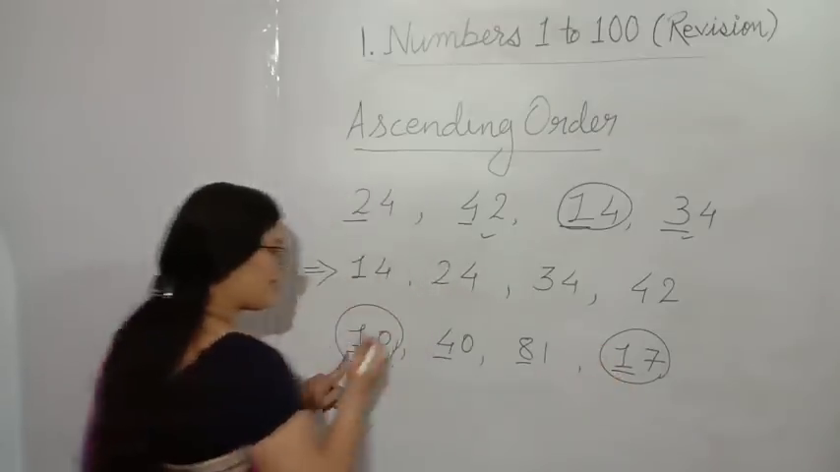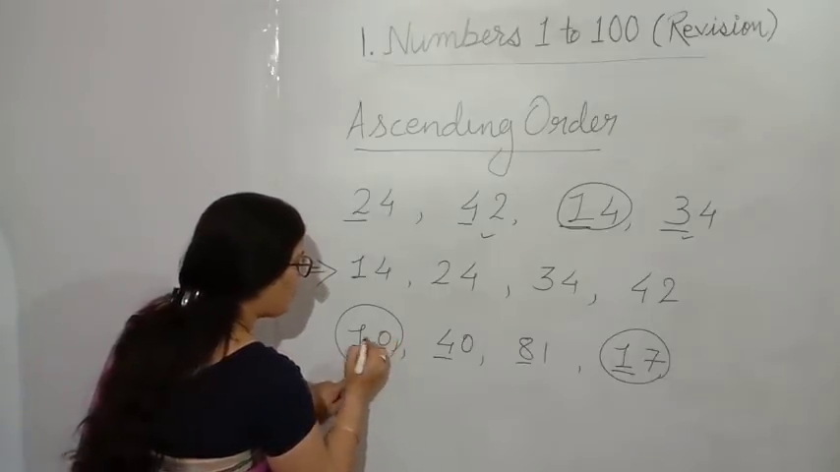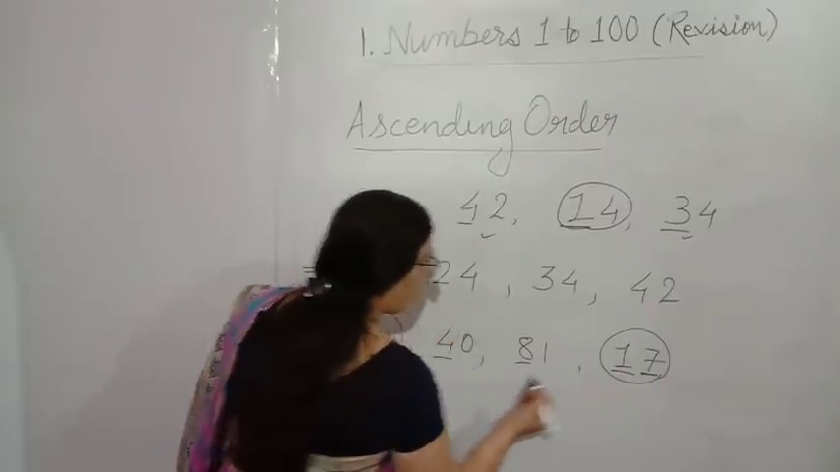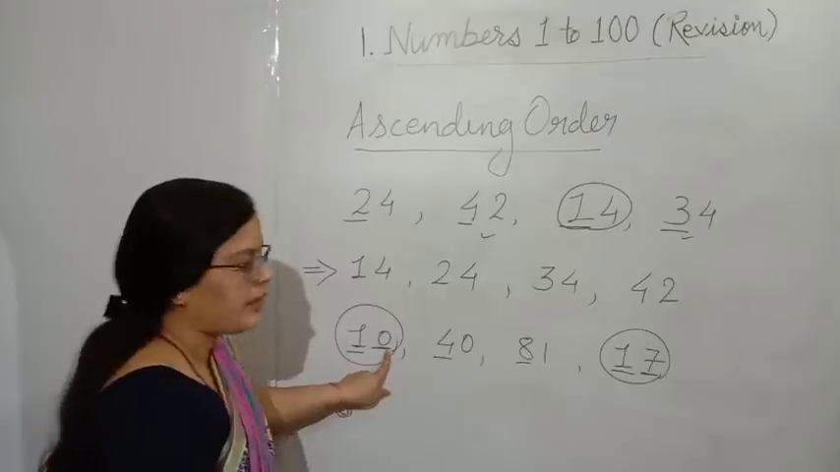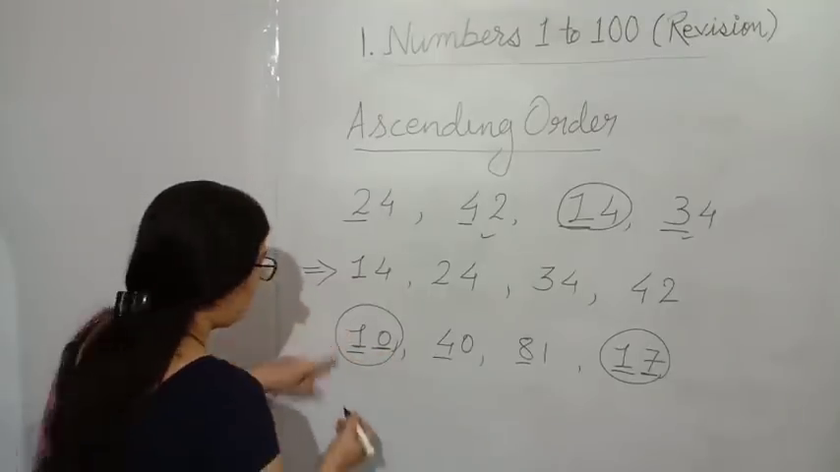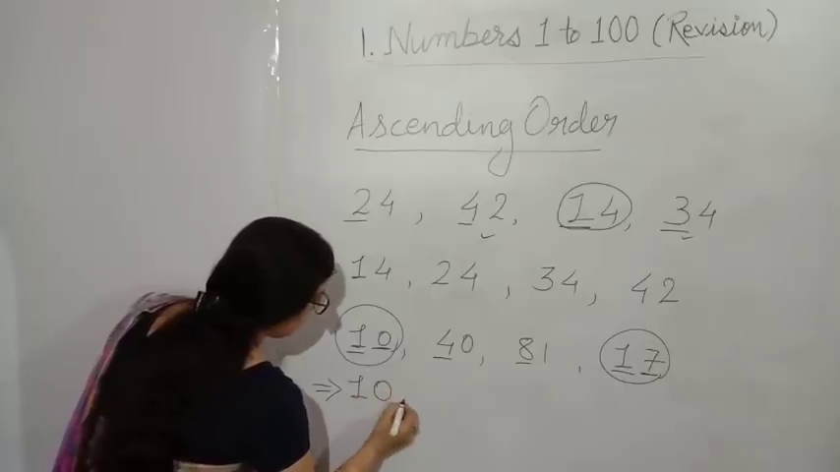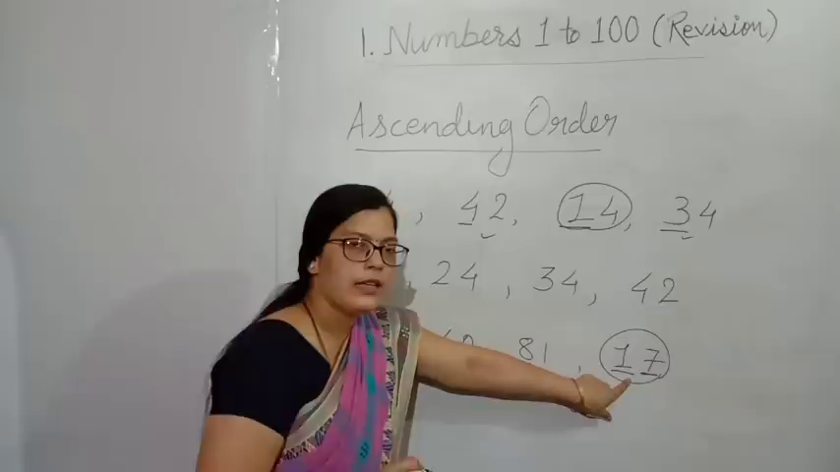So when tens places are equal, we compare ones place. Here it is 7, and here it is 0. So which one will be the smaller number? Yes, 10. And then the next number will be 17.